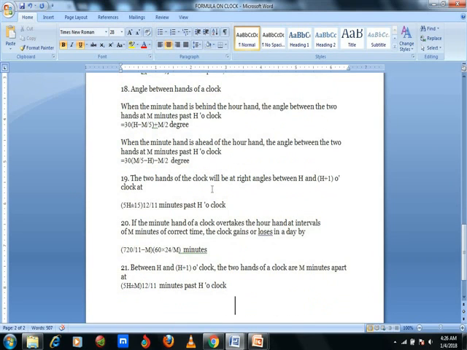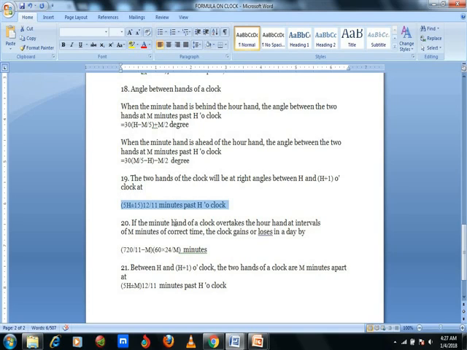The two hands of a clock will be at right angles between h and h plus 1 o'clock. If we need to find right angles, we use this formula: (5h plus or minus 15) into 12 by 11.